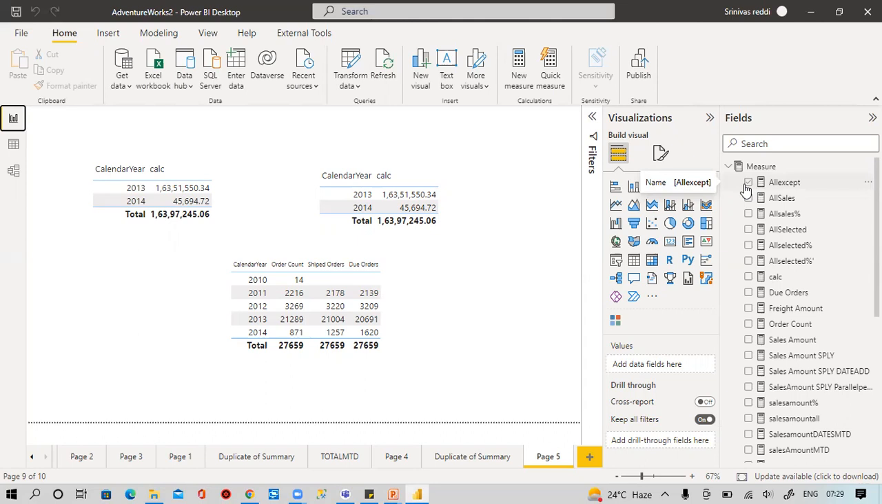Then the third one is the non-additive measure. The measure which is not sliced by any of the dimensions. For example, when we create something percentage wise, like a percentage.